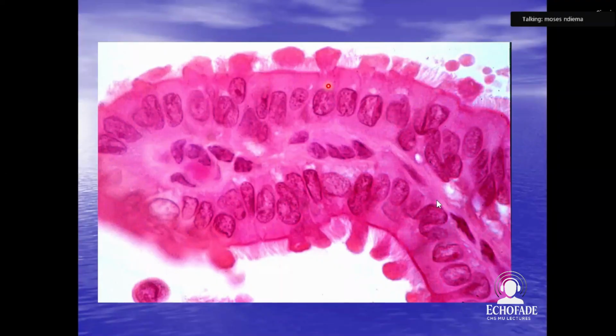This pseudostratified columnar epithelia consists of 3 cell types. It consists of columnar ciliated cells, and of course the cilia create a current by moving the fluid towards the uterus. It beats towards the uterus. The other cells are non-ciliated secretory cells.